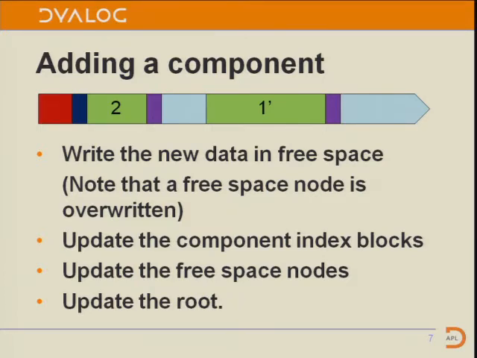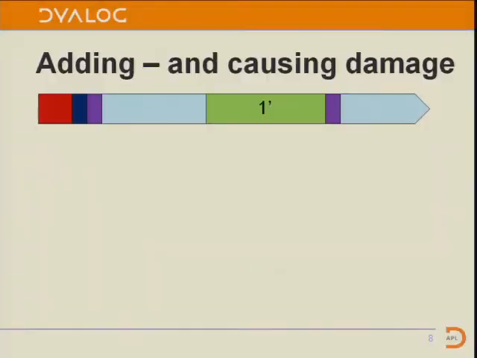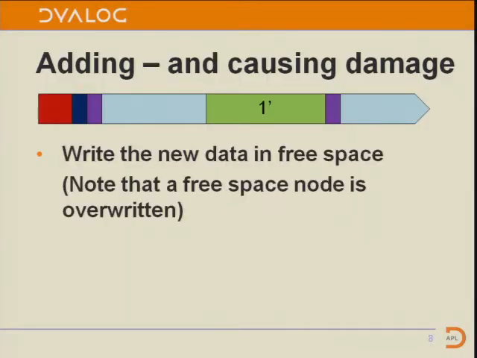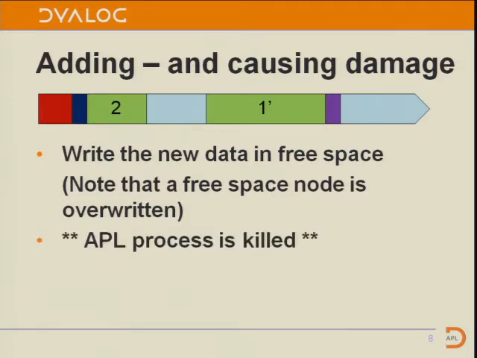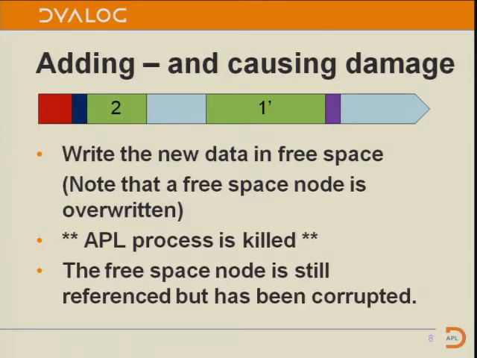Now, you may have spotted the flaw in this, and that was the fact that we overwrite the free space node all the time. So we're going to do this process again, and I'm going to show you it going wrong. Here we've started writing the new component. The free space node has been overwritten. We kill the APL process, and now we've got a free space node which has been referenced from elsewhere in the file, but it's been corrupted. So this file is damaged.